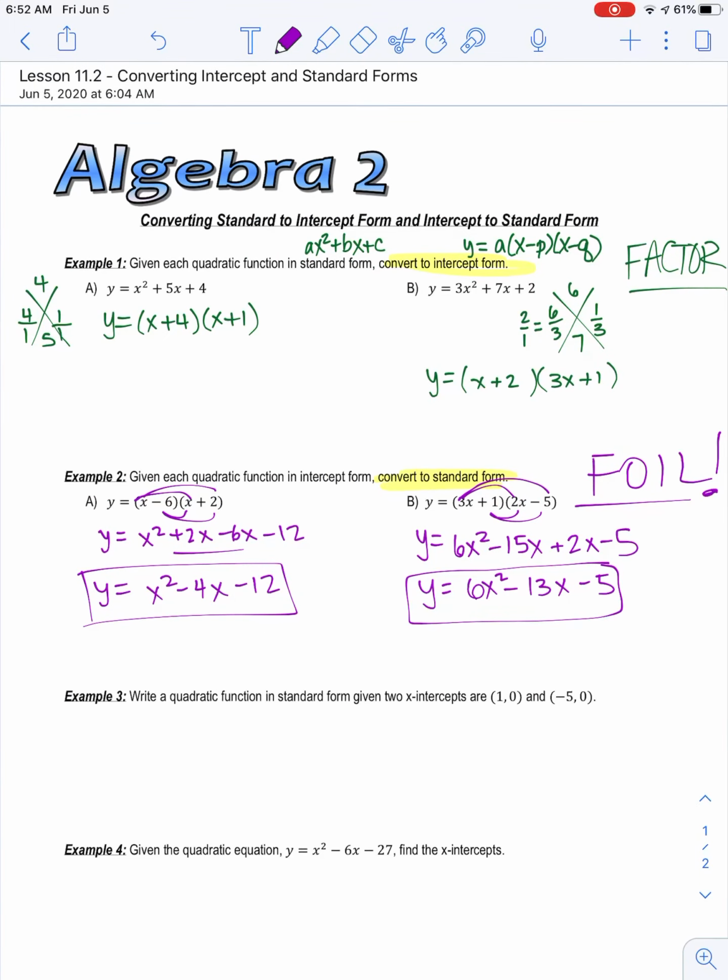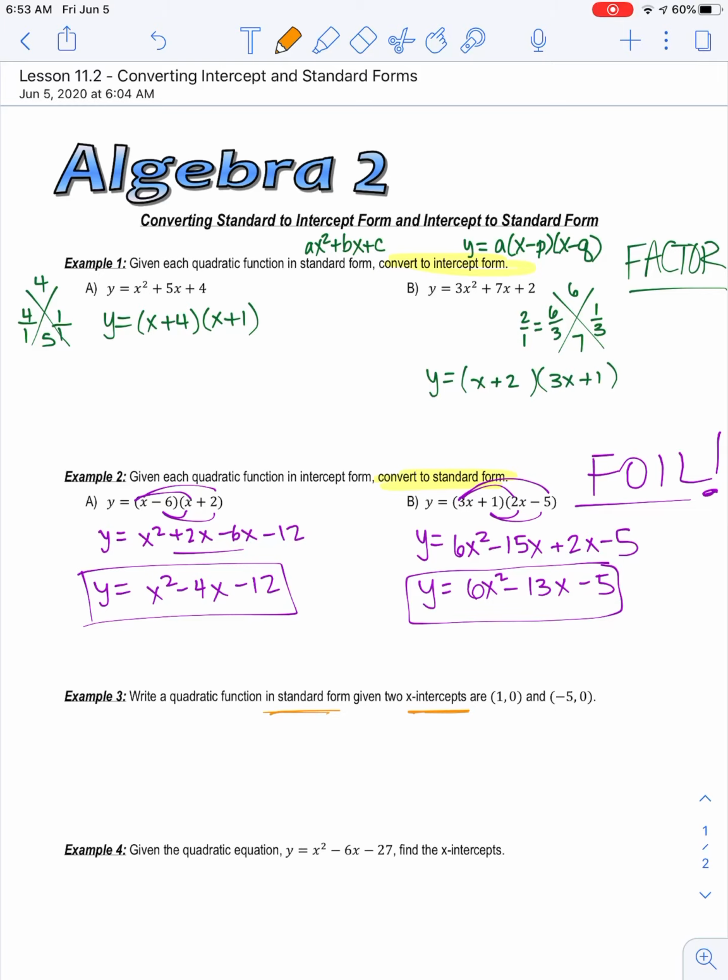All right, we are flying through this lesson. What is next? Example 3. So just to recap so far, example 1, we started with standard form, converted to intercept form, which basically just was factoring. Then we worked backwards. We started with the factored form and just multiplied to convert to standard form. All right, in example 3, it says to write a quadratic function in standard form given two x-intercepts, 1, 0 and negative 5, 0.